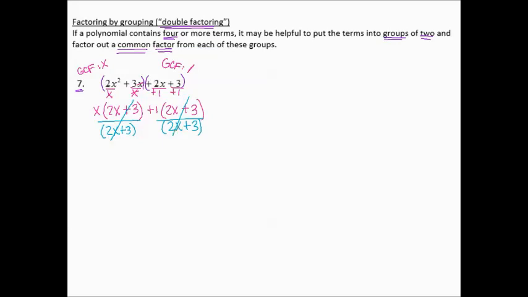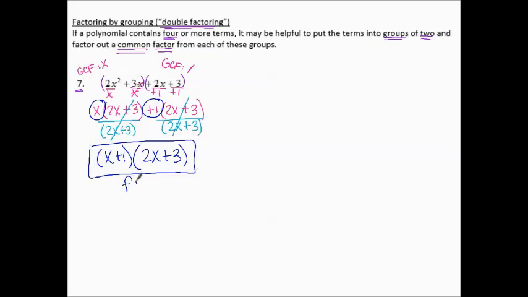I'm left with x plus 1. And what I factored out was 2x plus 3. So these are my two factors. If I were to multiply them together like I did last unit, I would get back to my 4 terms that I started with in my original expression.